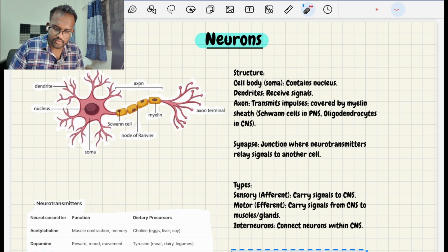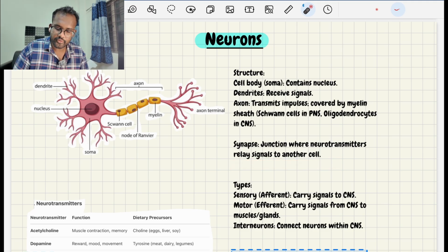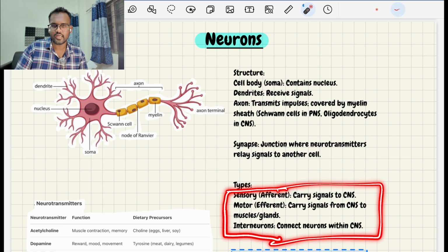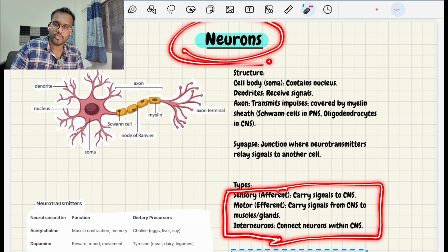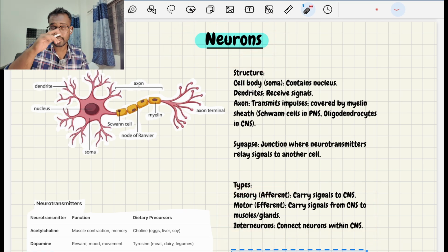And structure: the cell body is called soma, contains the nucleus and receives signals. And you have to know what is synapse. What is synapse? It is a junction where neurotransmitters relay signals to another cell. And here you have to remember what is sensory neuron, motor neuron and interneurons. It is very, very important. This much is enough to get to know about the neurons. After this neuron, we'll be discussing the nervous system in detail.